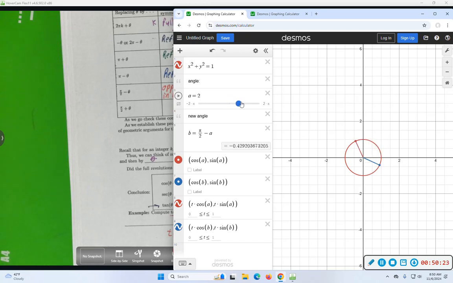Alright, so taking a look at that, does it look like between the blue line and the red line, the x and y values are just interchanged? Looks like they're reflected over the line y equals x. Neato. So, with that being said, we will meet again tomorrow.